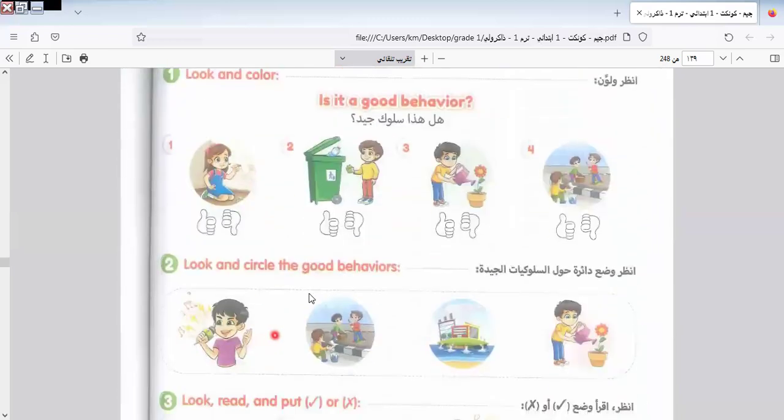Okay, this is a good behavior. Here it's a good behavior. Here, good behavior. Which one is good behavior here? The one who is writing on the wall is wrong. Throwing the rubbish, yes. Watering the flowers, yes. Painting the platform, yes. Okay.